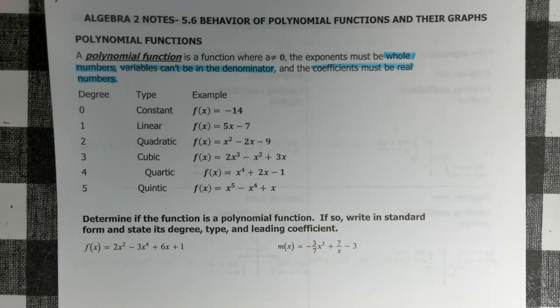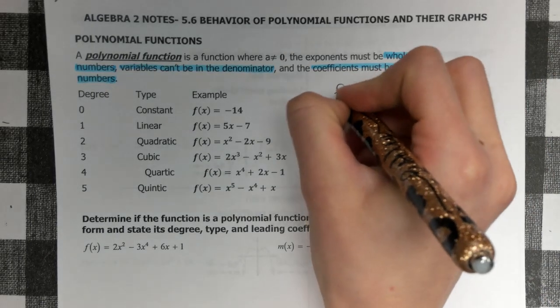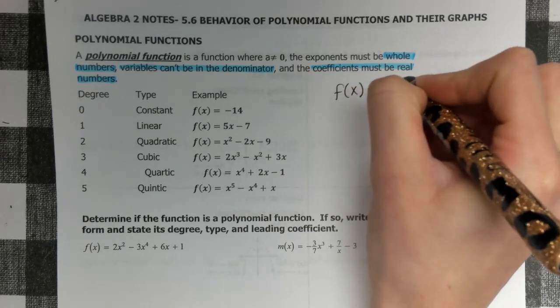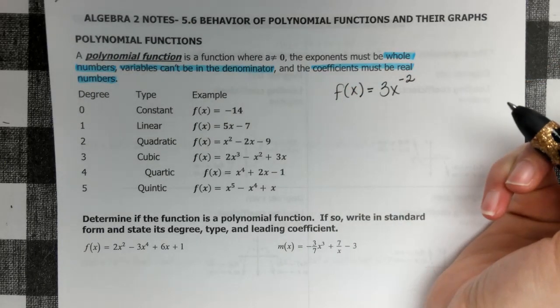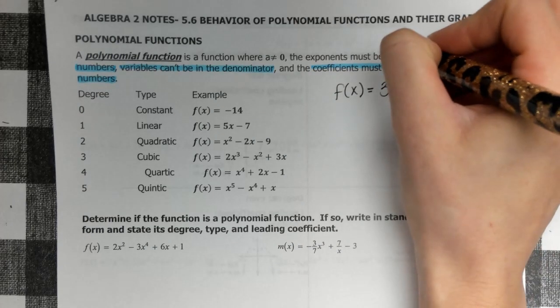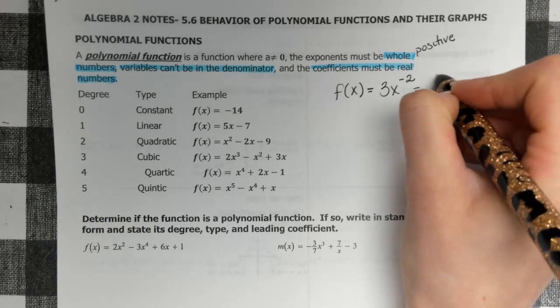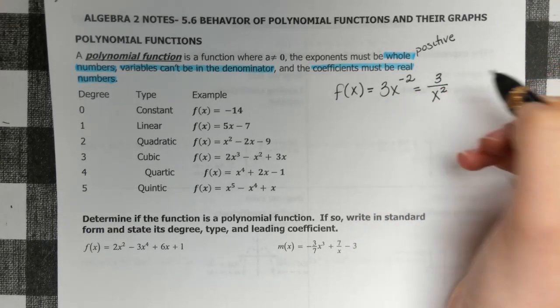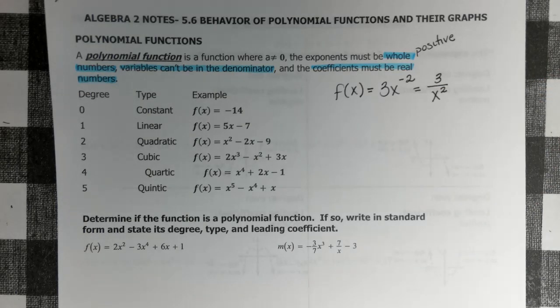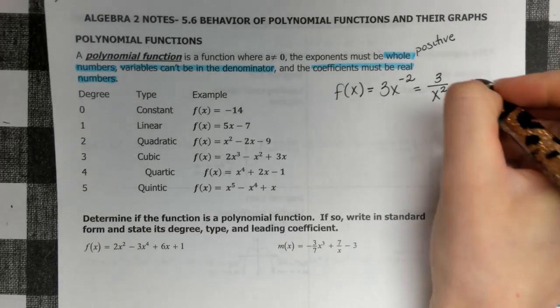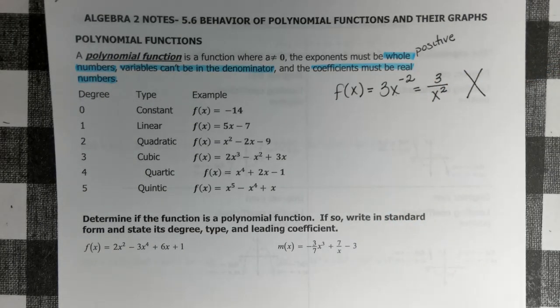If I had a situation where, say, I have f of x equals 3x to the negative 2, okay? So really it says the exponents must be whole numbers, they should be whole positive numbers, because what happens with the negative exponent is that it is the same as 3 over x squared. A negative exponent means it should be in fraction form in the denominator. So if you see x to a negative exponent, that is not a polynomial. If you see x in the denominator, that means it's not a polynomial.